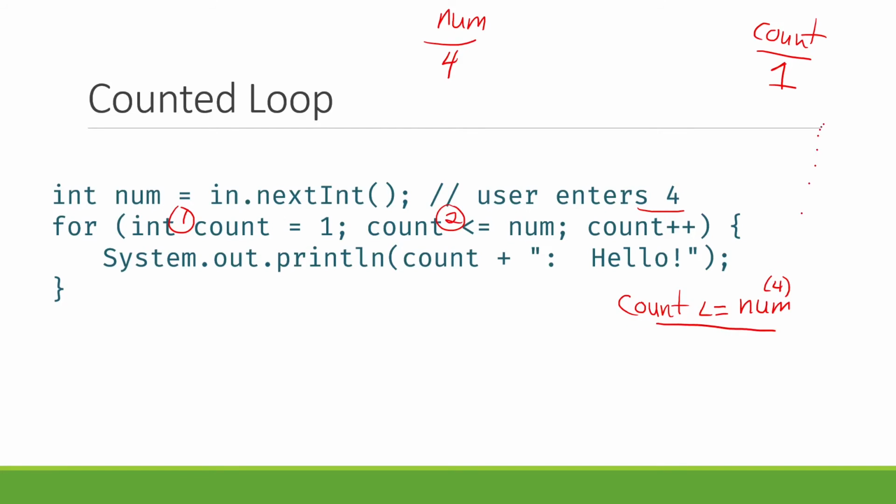So we look at our current value of count. It's a 1. So 1 less than or equal to 4, that is true. Then we go into the loop. We don't do the count plus plus yet. So we go into the loop, we see a print line, count concatenated to hello with a colon. We know what this is going to do. So 1, because that's the current value of count, followed by hello. And that is the only statement in the body of this for loop.